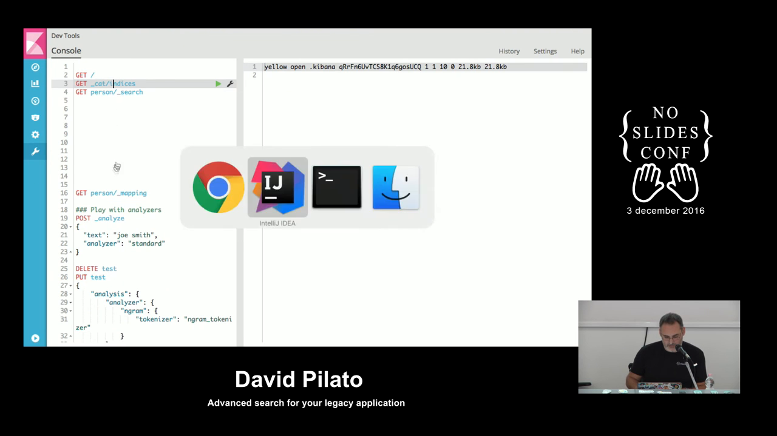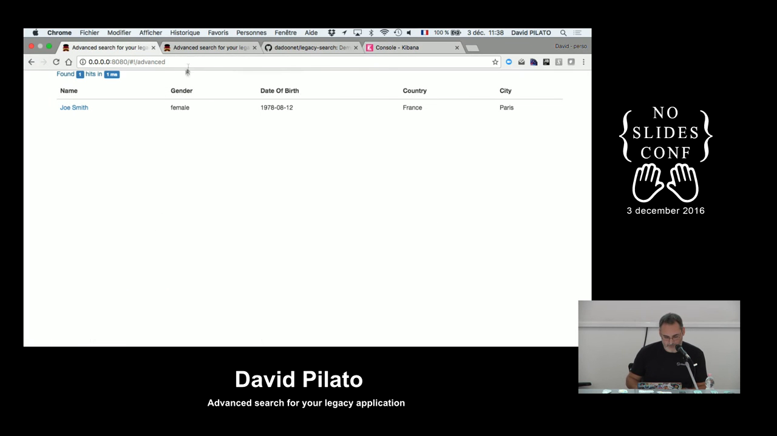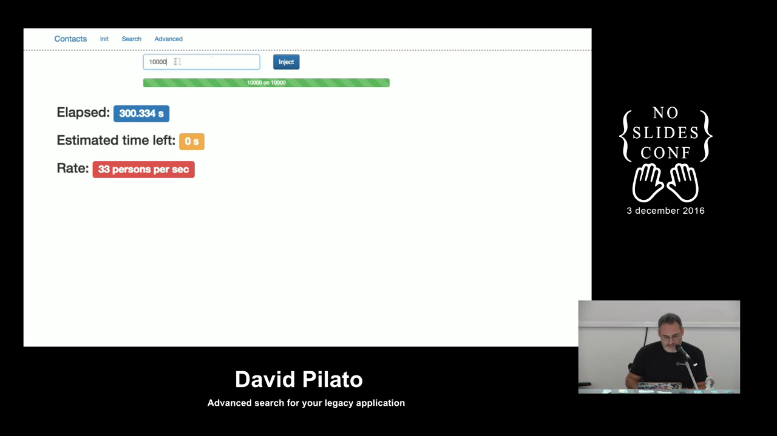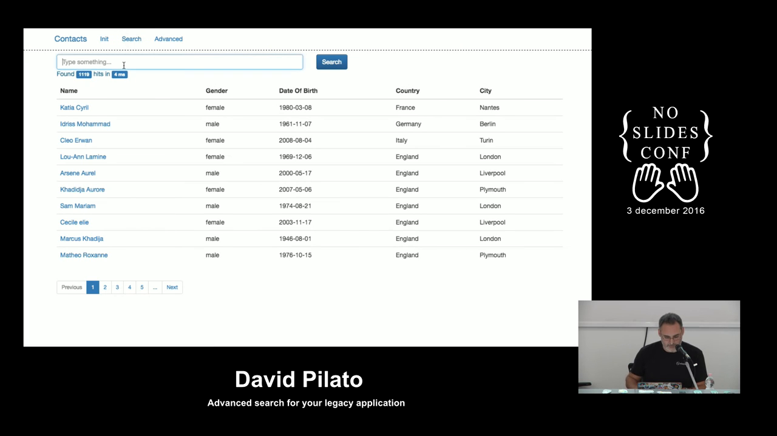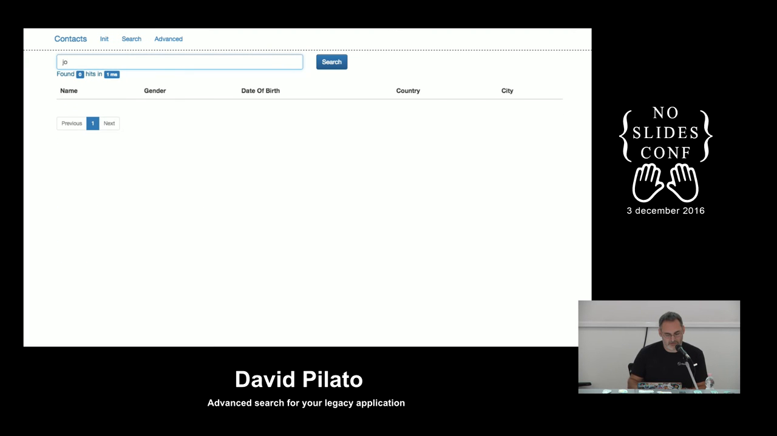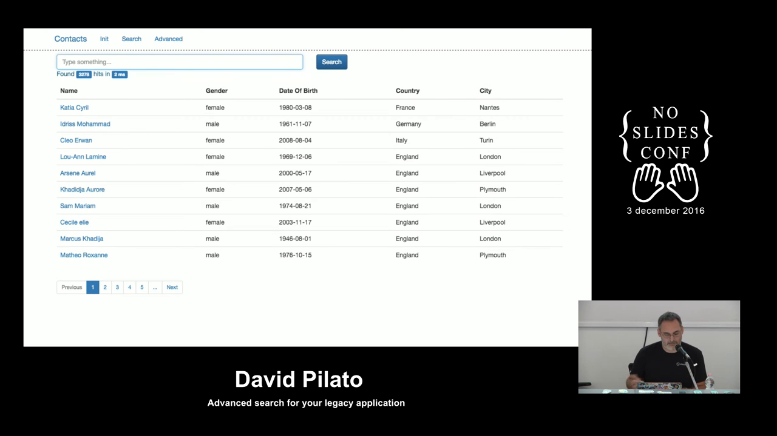Let's have a look again at our application. I removed some documents in the database, right? So I need to reindex my documents. Let's have a look if now with the bulk we are faster. Yeah, a bit faster. Not super fast, but okay. While this is injecting, we are still searching by default in the name field. So I still have the same behavior.